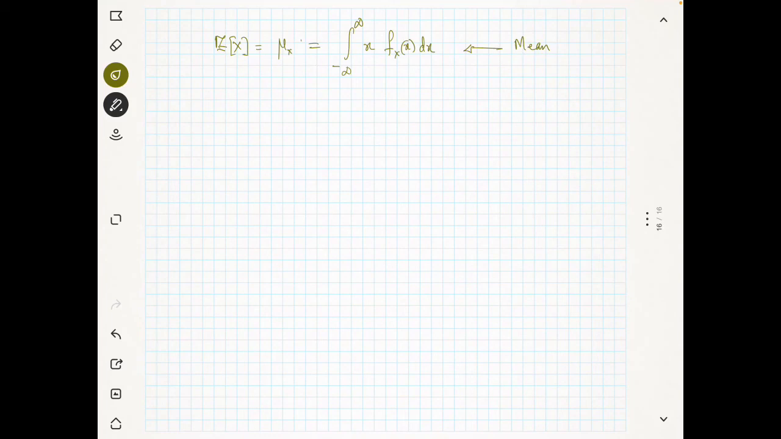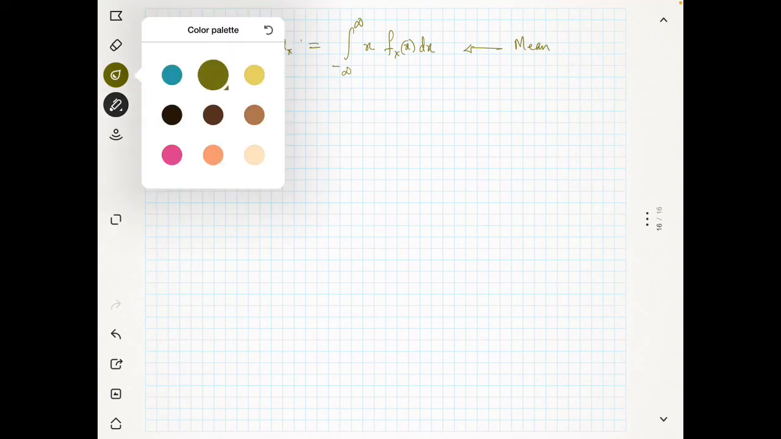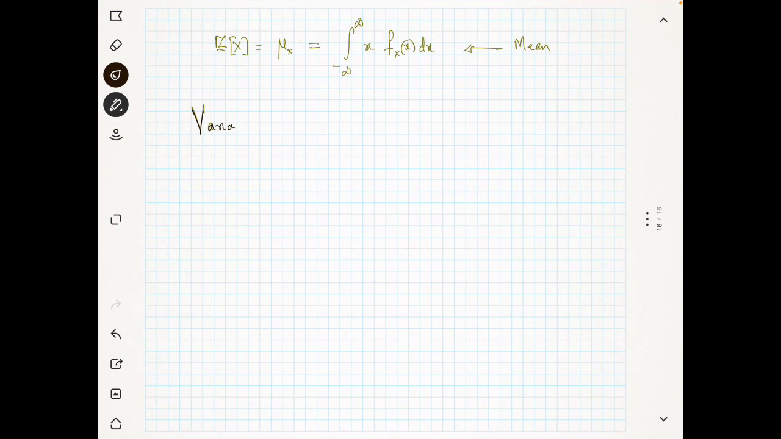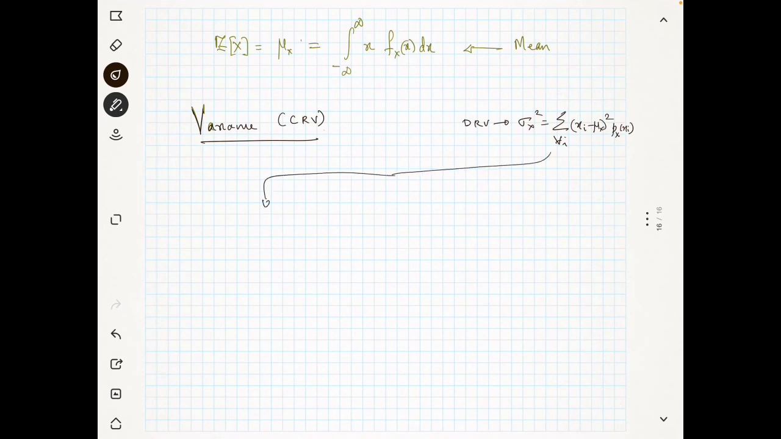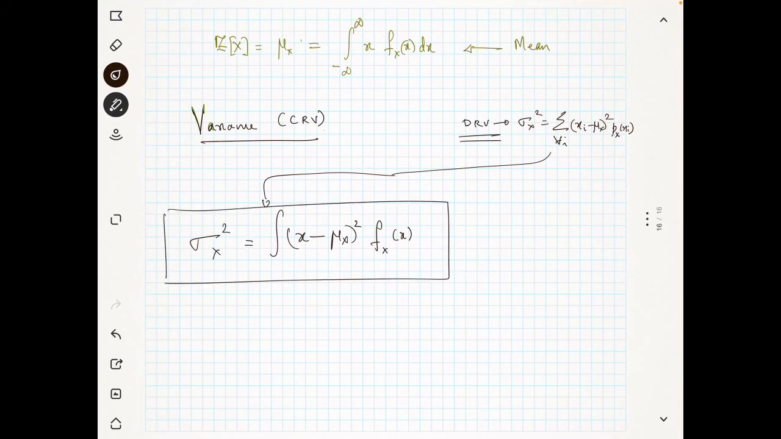Now you can easily find the variance of the continuous random variable. The variance, I told you, is the deviation from the mean. What was our formula for the discrete random variable? Sigma x square was the summation for all i of xi minus mu x the whole square into px of xi. I will use the same convention. In the continuous random variable, instead of this summation, I will use the integration. Instead of xi, I have x, and this is mu x. I will take the square, and instead of px of xi, I have the density function fx. This is the definition for the variance of the continuous random variable.